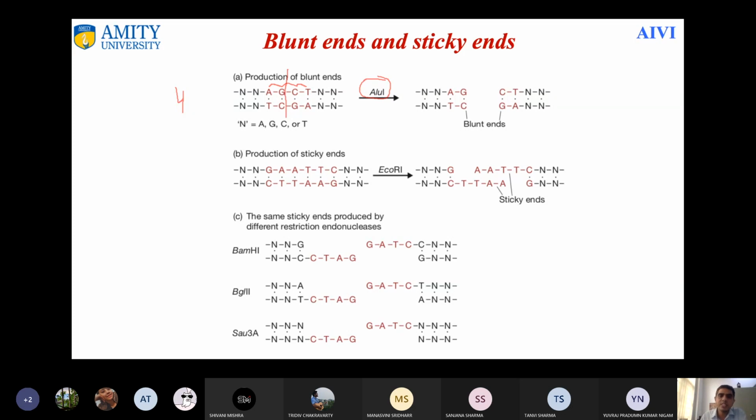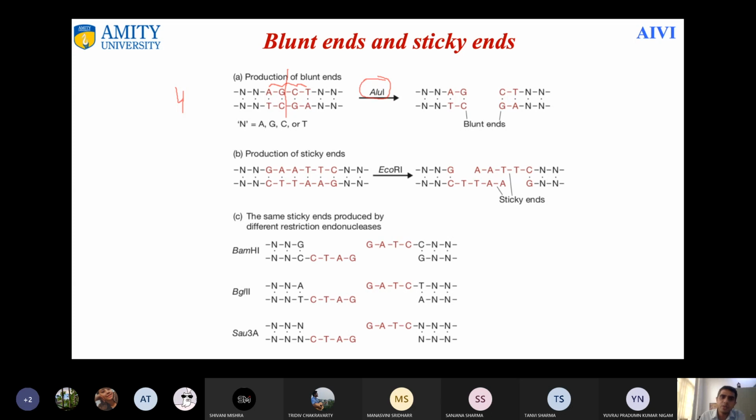Okay. So the second thing is the sticky cut, or the staggered cut. So blunt cut or staggered cut. Staggered cut means they are not cutting at the same location. They are cutting at a different location. Different location means, as in the previous case, where it was producing a cut at G and G sequence.